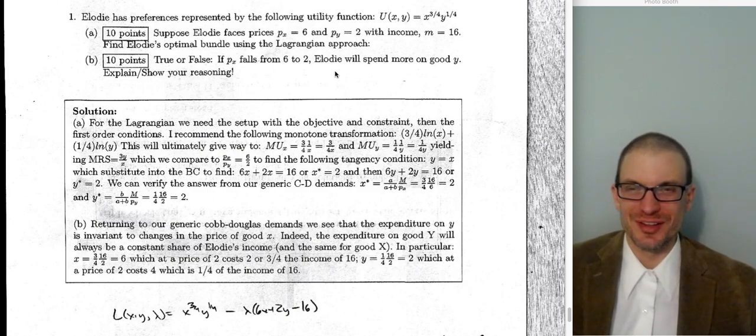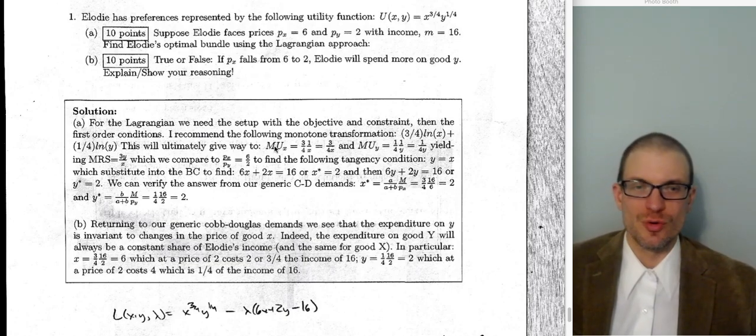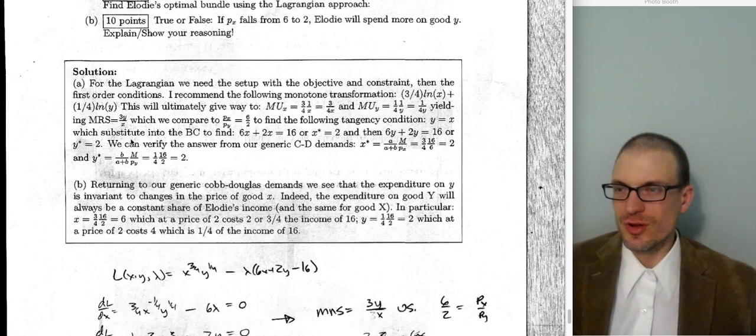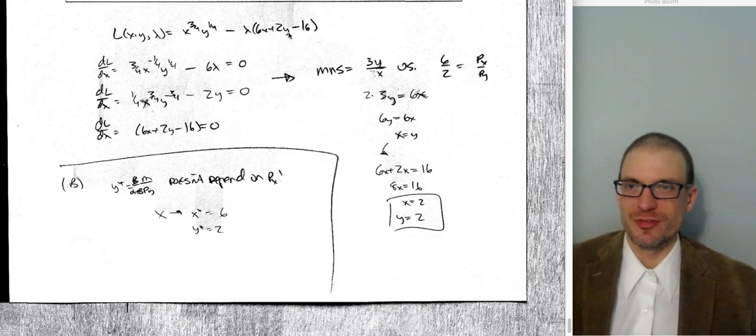We know our Cobb-Douglas demands. If the price of good X falls, what's going to happen? Elodie's going to change the bundle for X, but not change the bundle for Y. And then to show that, we have to show with the Cobb-Douglas demands. Anyway, so for the Lagrangian, I'm going to set up the Lagrangian. It's going to be maximizing by choosing X and Y. It's going to be X to the 3/4, Y to the 1/4, minus lambda times this stuff, budget constraint.